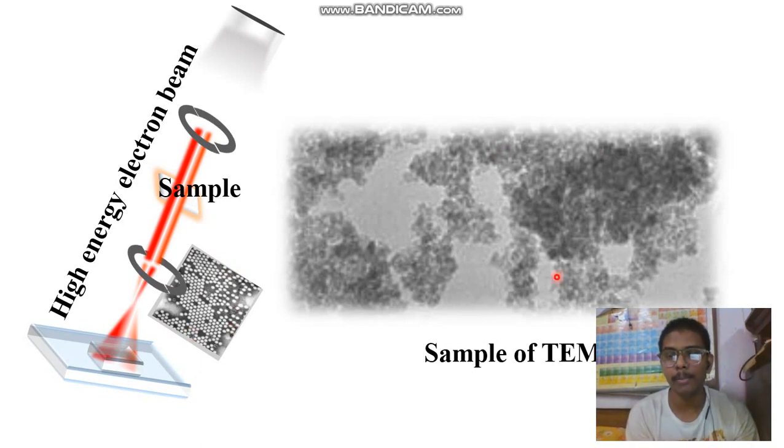Like this. This is a sample TEM image where some nanoparticles have been imaged by a transmission electron microscope. Here the dark spot shows you have more electron density, and the bright spot shows less electron density. Okay, one thing to mention: the image you get is with noise.